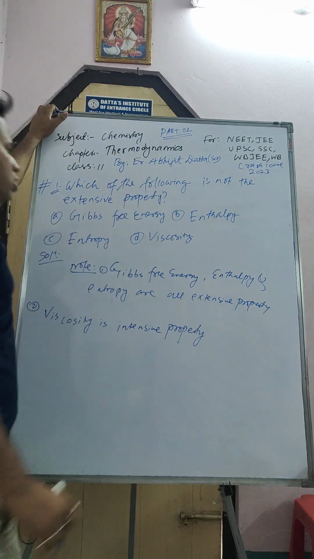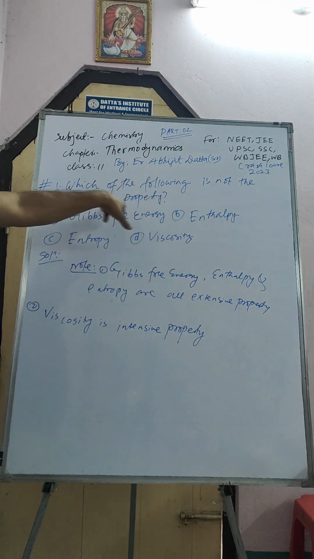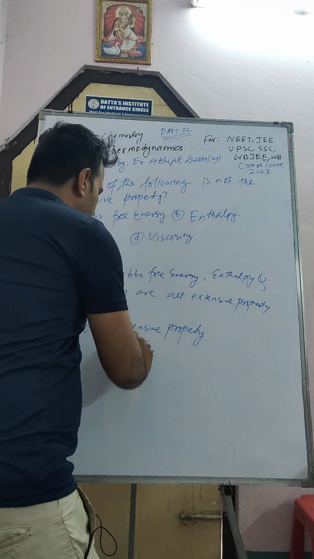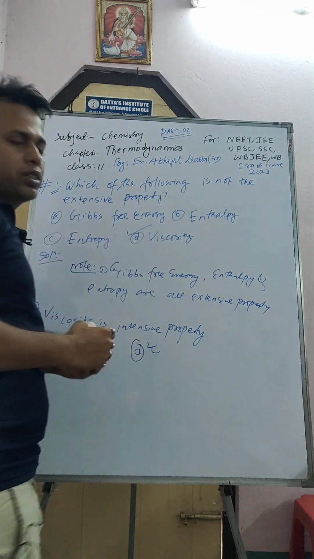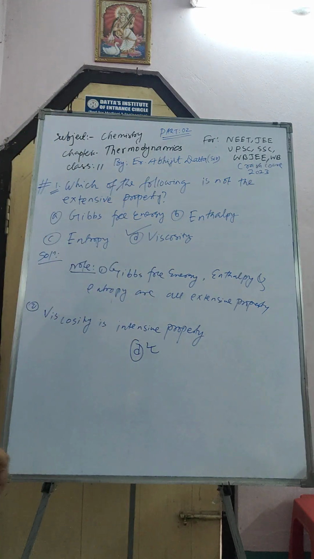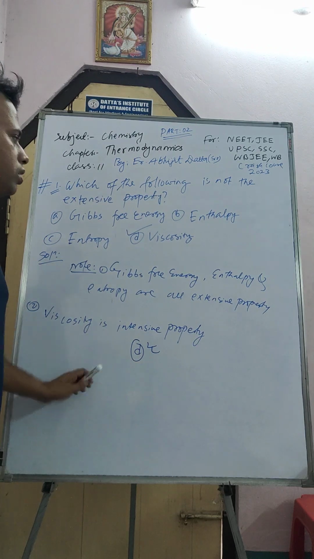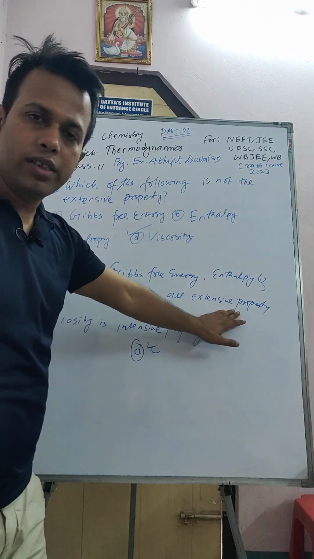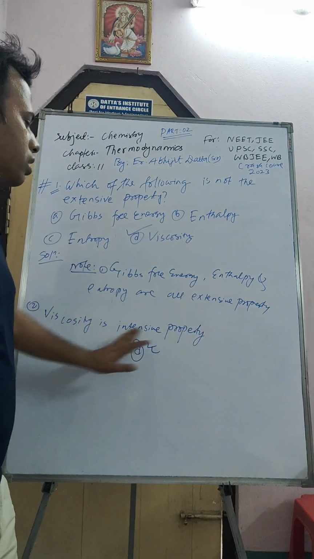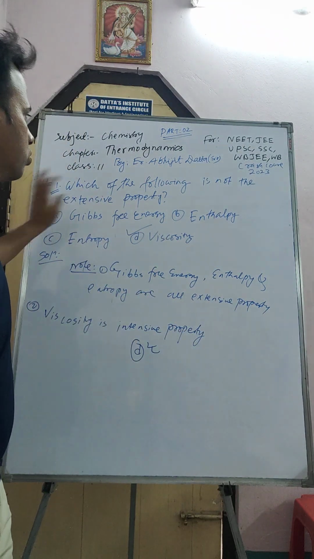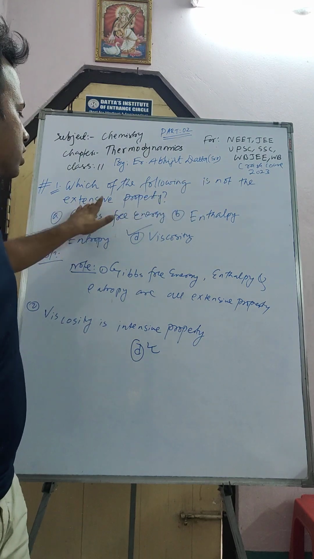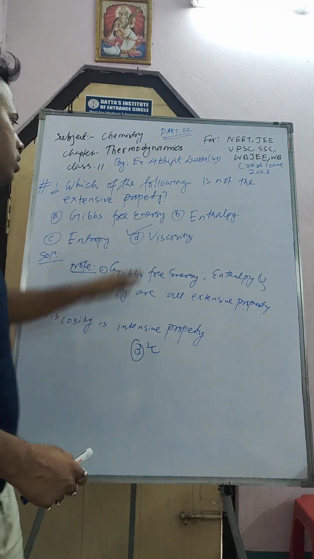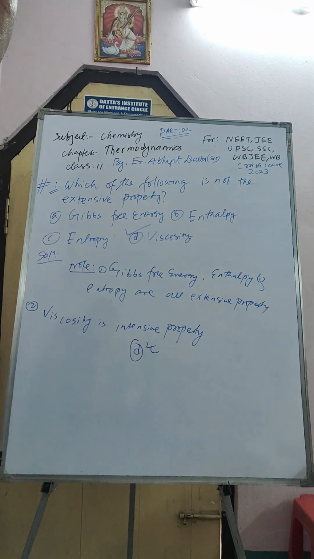So here, which option is correct? Which of the following is not extensive property? That is, indirectly it is intensive. So which option is correct? Option D is the correct answer. Gibbs free energy, enthalpy and entropy are all extensive property. You have to remember this one. And viscosity is intensive property. Not extensive means intensive property. Viscosity is the intensive property. So option D is the correct answer. Okay, so move on to the next question.